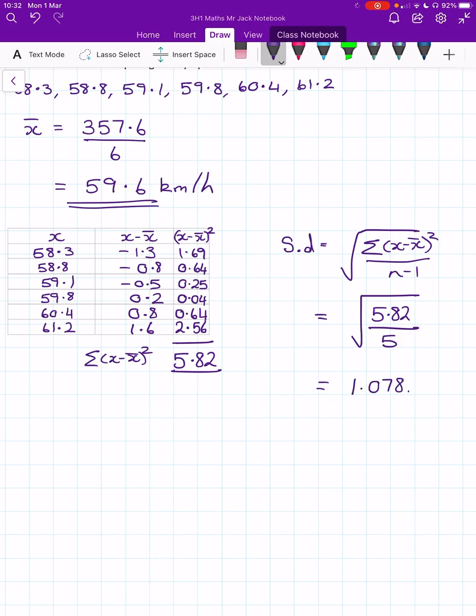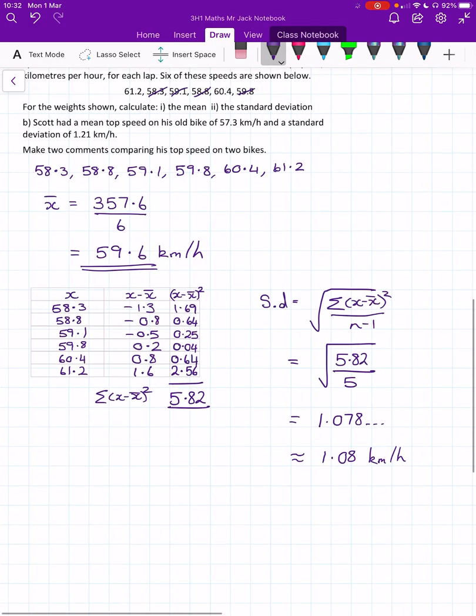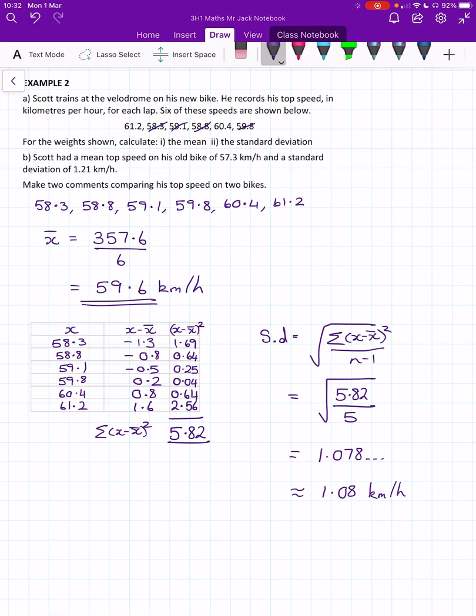1.078. Lots of 8s actually, so I'm going to round that to 1.08. And again, that's going to be in kilometers per hour. Now, were we asked to give it in a particular number of decimal places? No. So I'm going to stick with 2 decimal places. I think that's reasonable. Okay, so that's part A done. Both parts of part A done.